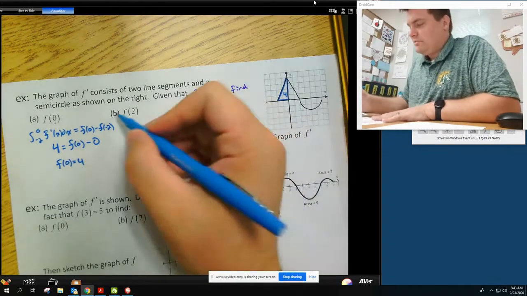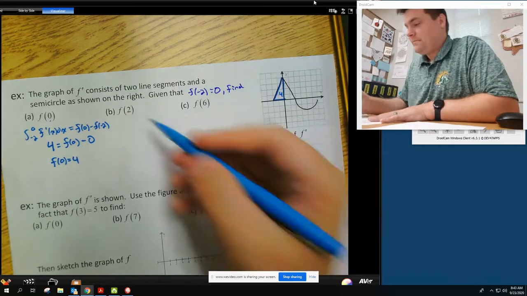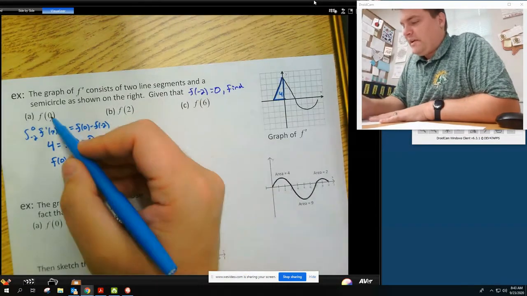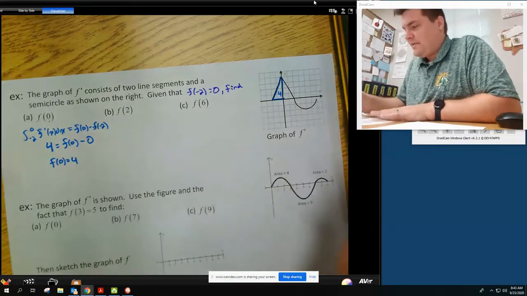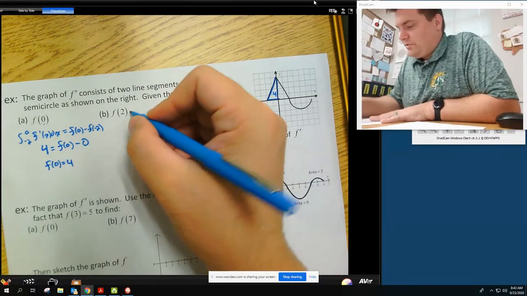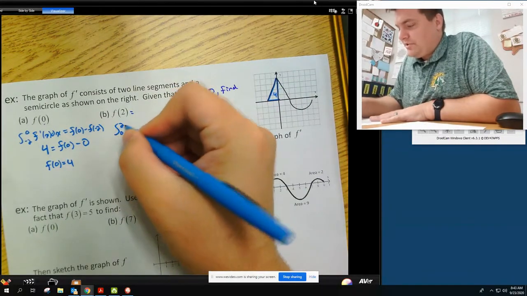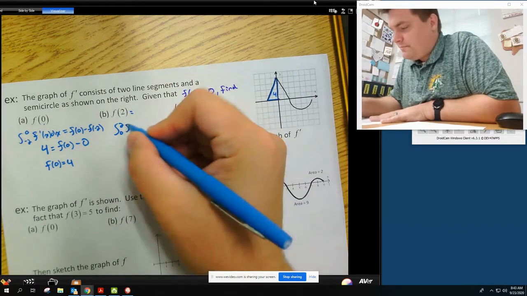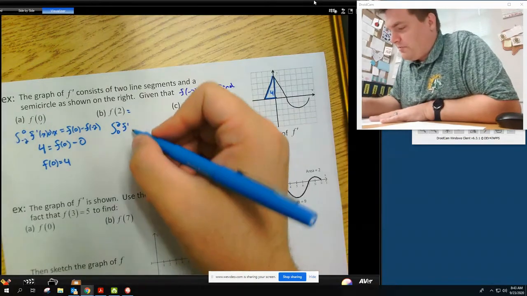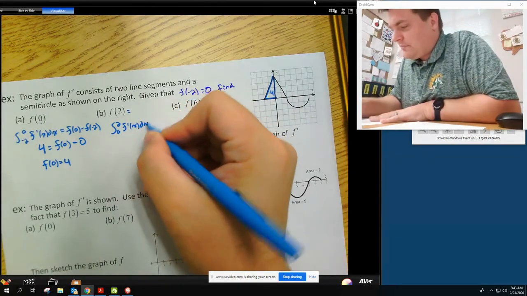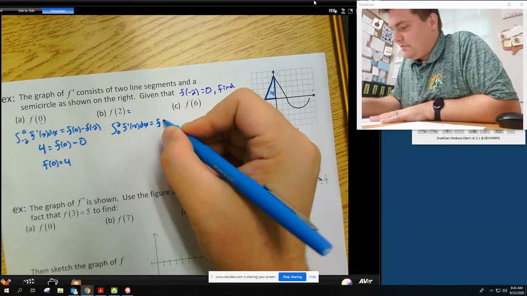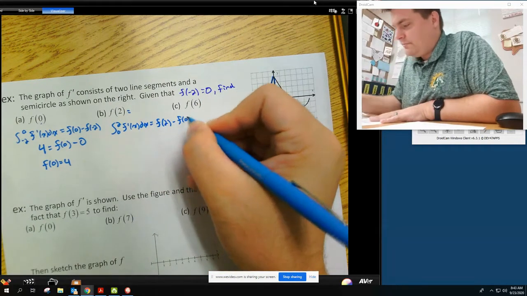Now let's go ahead and do letter B. So f of 2. Now I know two different values. I know 0 and I know -2. So it doesn't matter what you use. So I'm going to go ahead and just go from 0 to 2 since I already know 0, and it's less geometry for me to do, less counting. So this is going to be f of 2 minus f of 0.